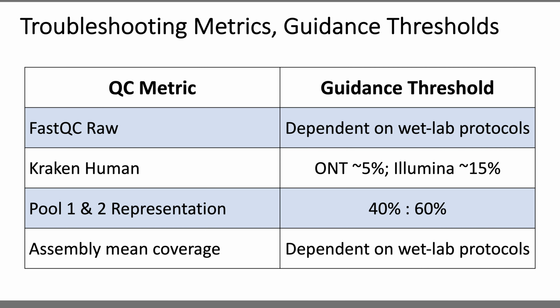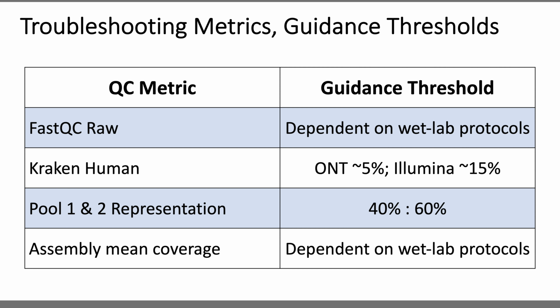Alright, so in terms of guidance thresholds, your FastQC numbers and assembly mean coverage are going to be very dependent on the wet lab protocols you're using at your laboratory. So if you have questions about your specific protocol and where the guidance thresholds are for these metrics, I'd recommend reaching out to either the manufacturer or other laboratories that are using the same sequencing protocol to find out what the minimum acceptable values are.